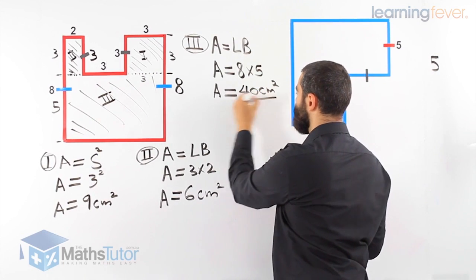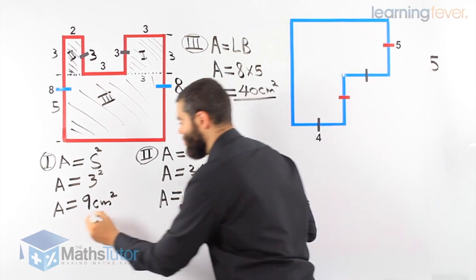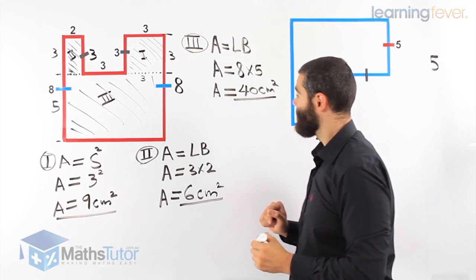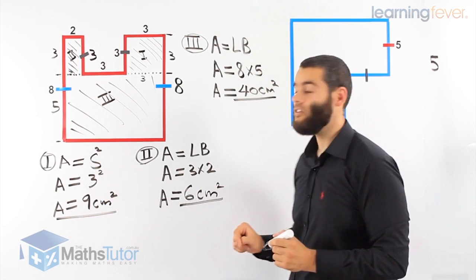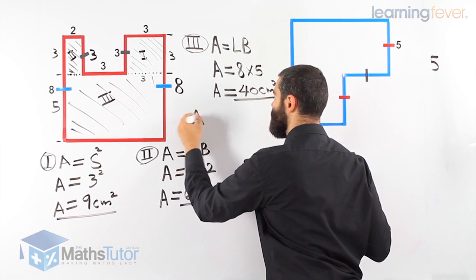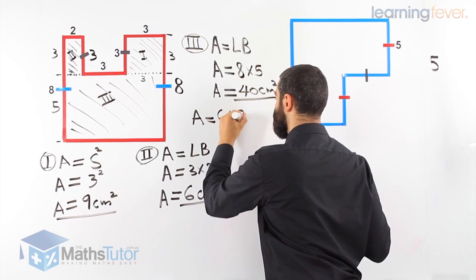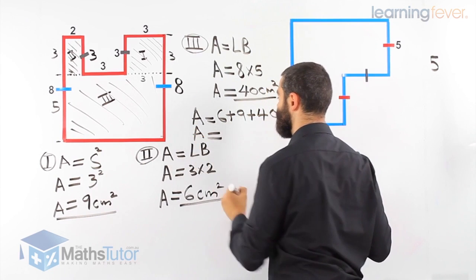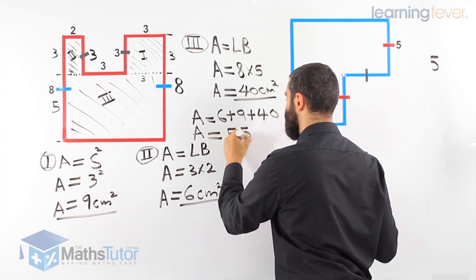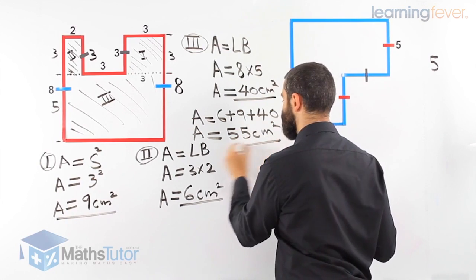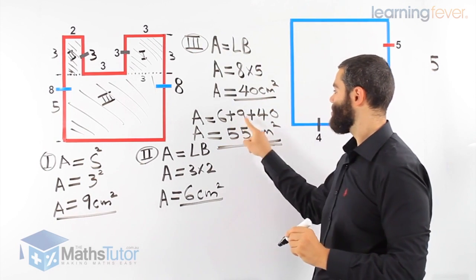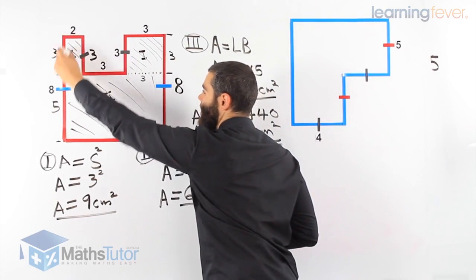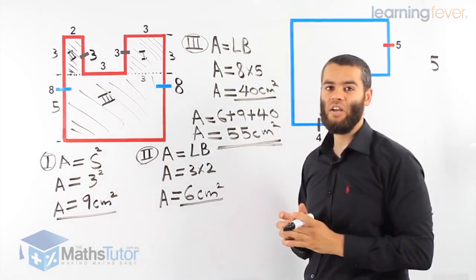Now we found the area for 3, for 2, and for 1. We can add them up. So now the total area is 6 plus 9 plus 40. Our total area is 55 square centimeters. 6 plus 9 plus 40 is 55 square centimeters, the total area for this shape.